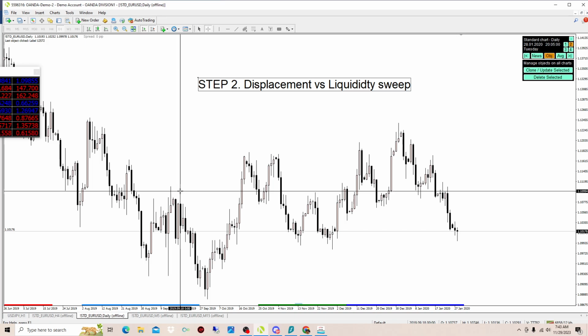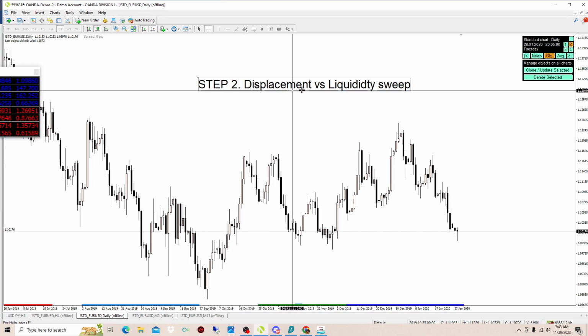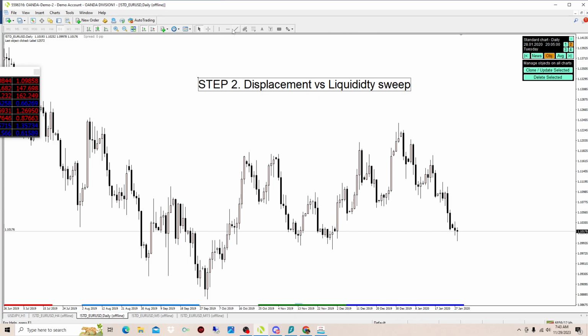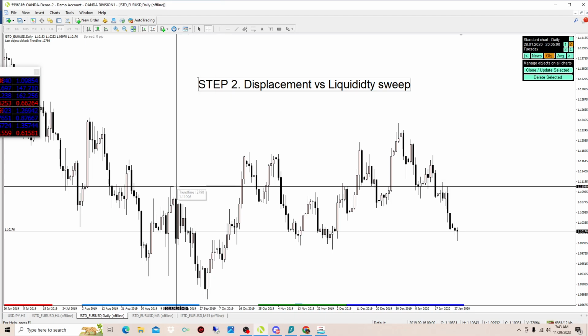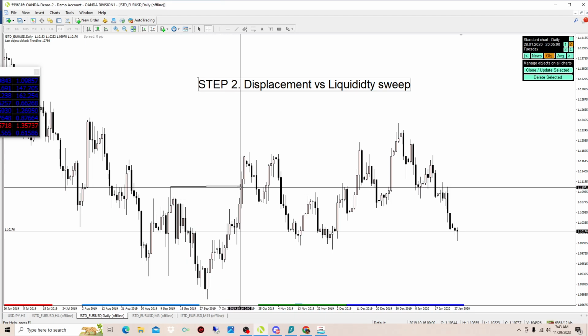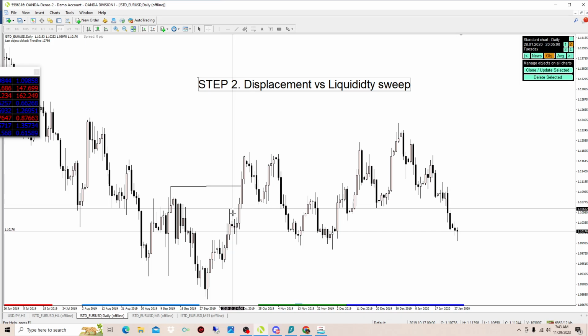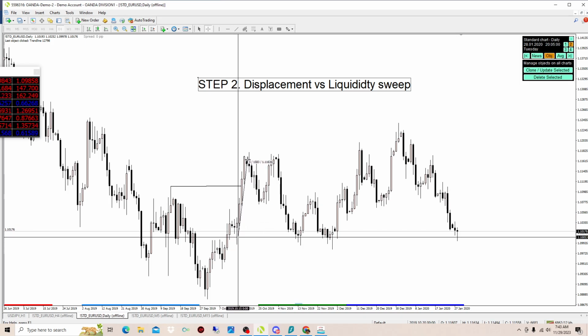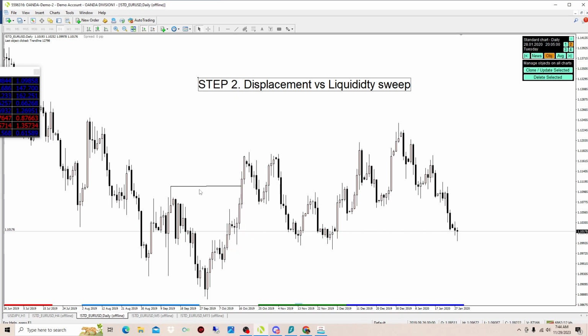Alright guys, so we're back. Here we have step 2, displacement versus liquidity sweep. So if you guys peep right here, we're first going to talk about displacement. You notice how price came above this high right here, and we displaced above with 3 candles of energetic movement. But things get interesting when you go to the next level.